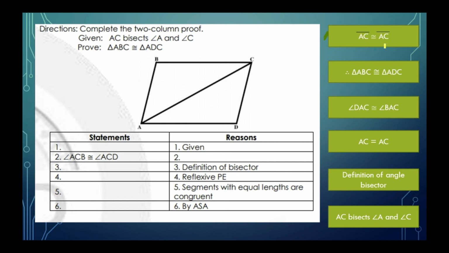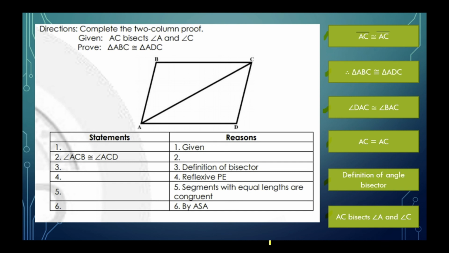So, side AC is congruent to side AC. Therefore, triangle ABC is congruent to triangle ADC. Angle DAC is congruent to angle BAC. AC is equal to AC. Definition of angle bisector, AC bisects angle A and angle C.